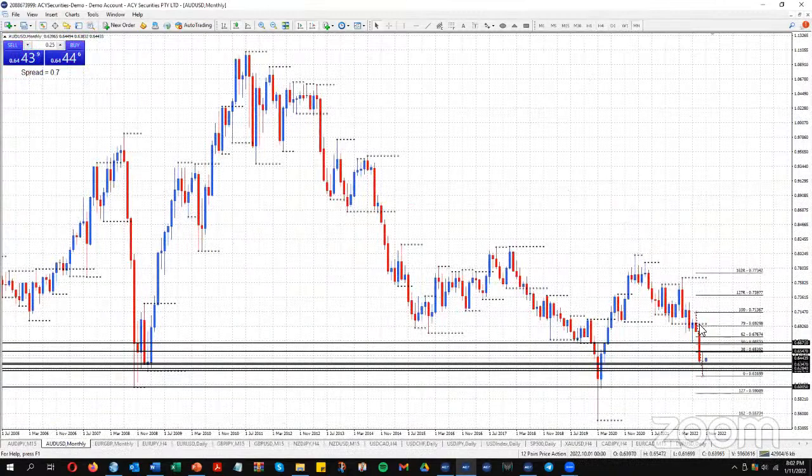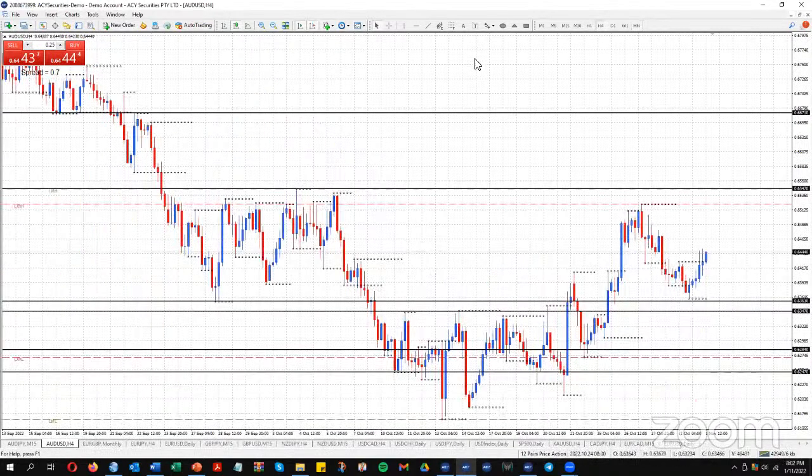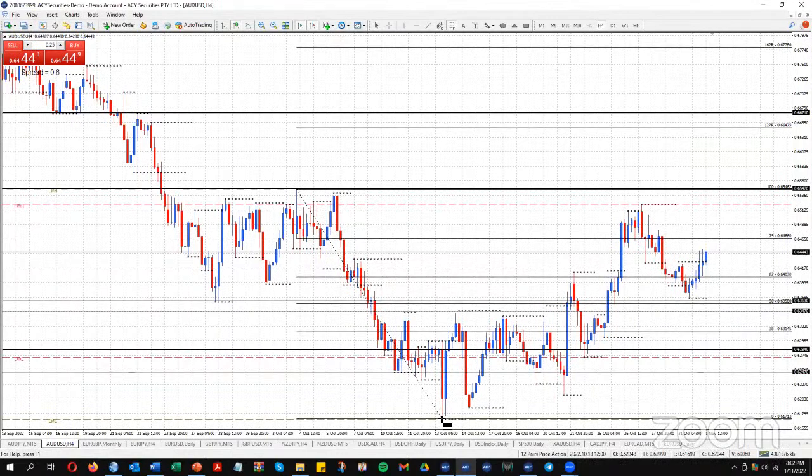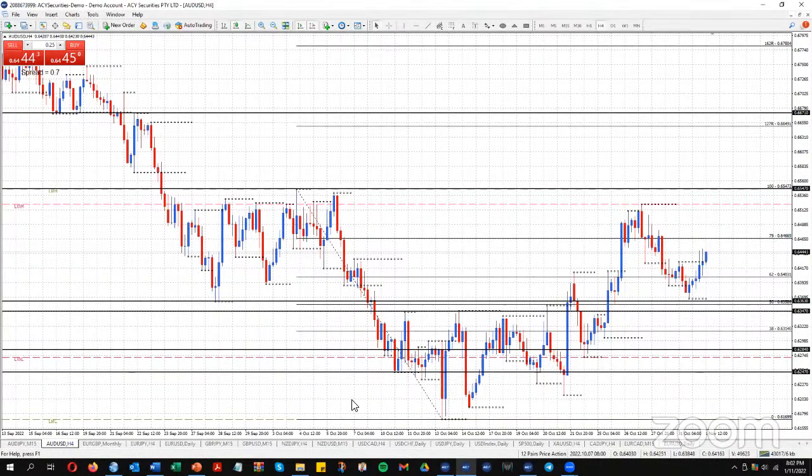Let me get rid of that fib. There's last month's range. Last month we had a down candle, so we're not inside the previous month. What I'm doing on the Aussie is using the high to low of last month here. That's October's range, because we did have a month down.